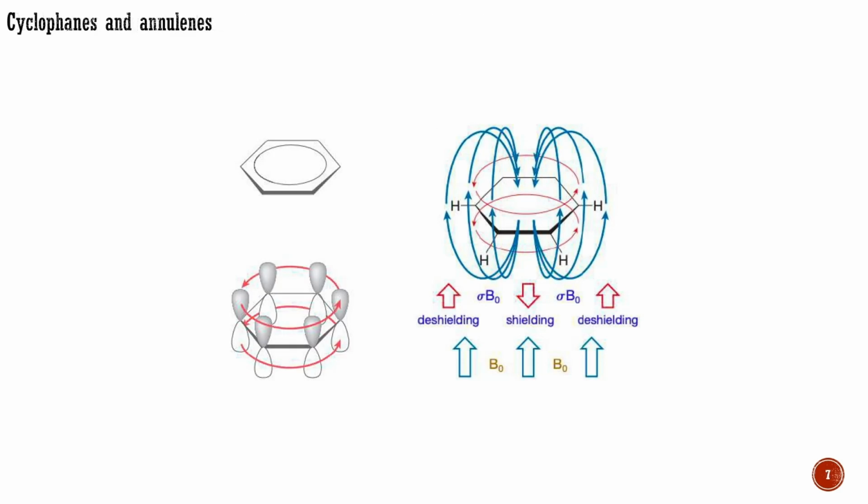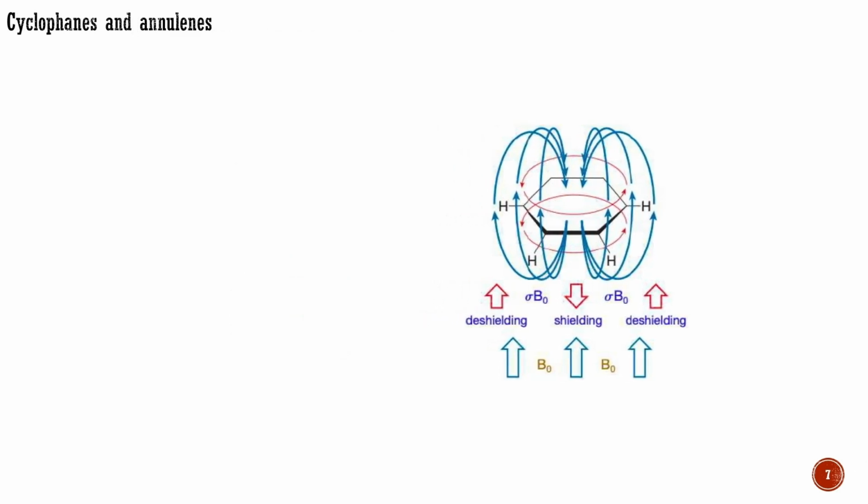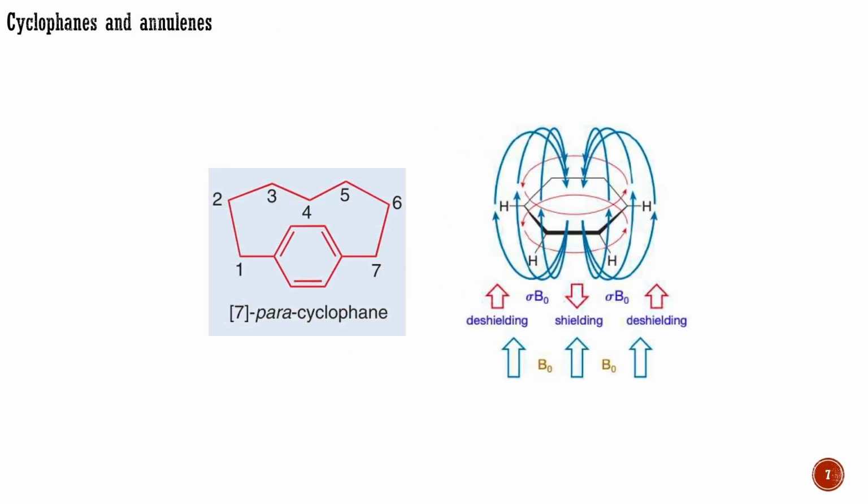You may think that it is rather pointless imagining what goes on inside an aromatic ring, as we cannot have hydrogen atoms literally inside a benzene ring. However, we can get close. Compounds called cyclophanes have loops of saturated carbon atoms attached at both ends to the same benzene ring. You see here a structure for 7-para-cyclophane, which has a string of 7 CH2 groups attached to the para positions of the same benzene ring.